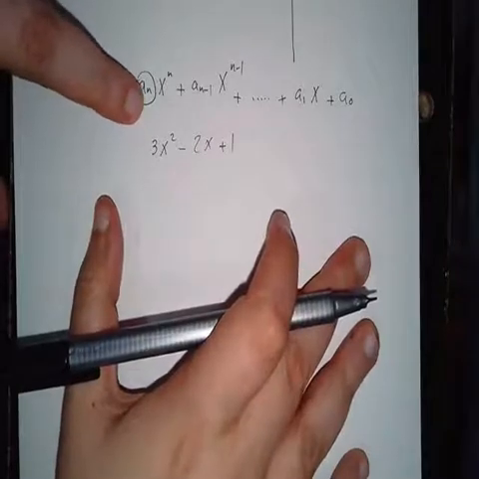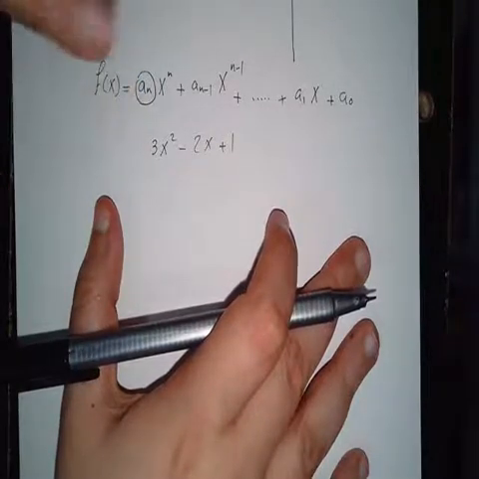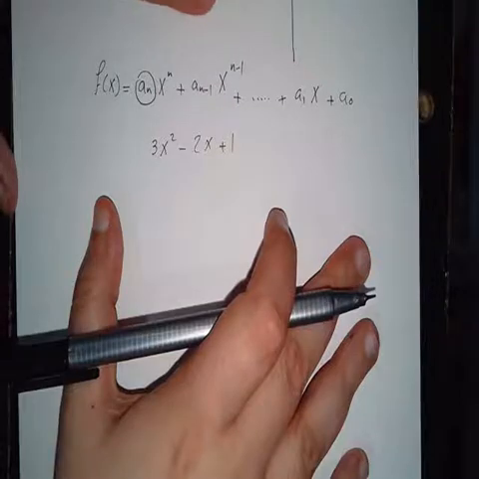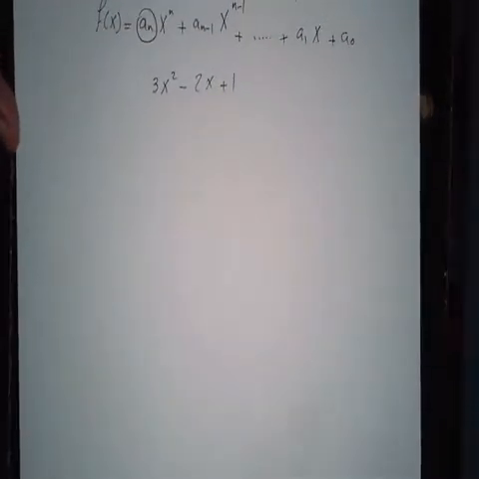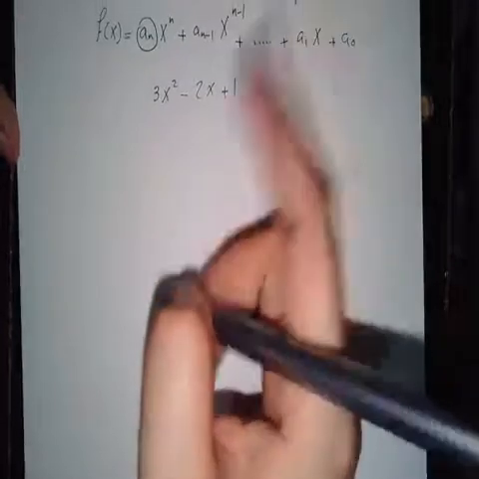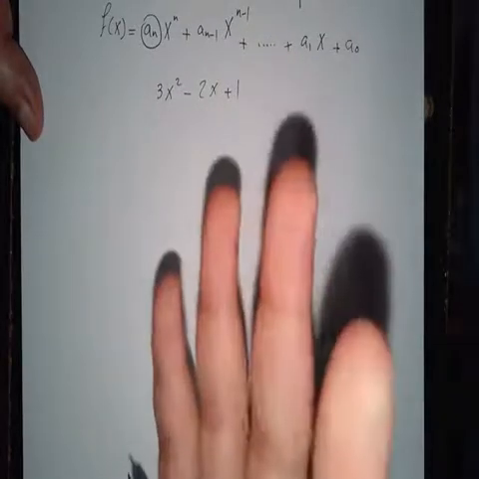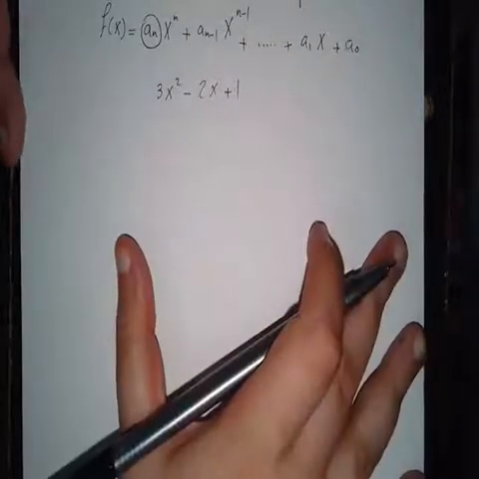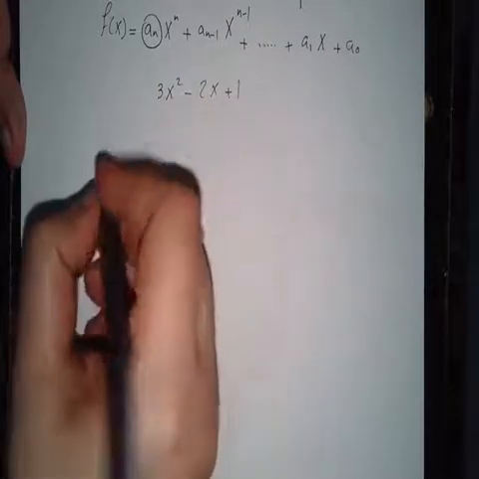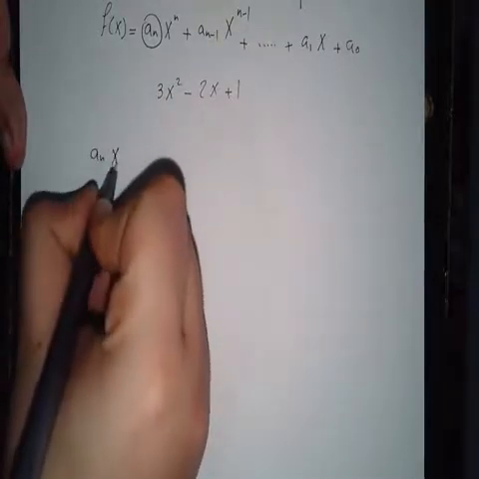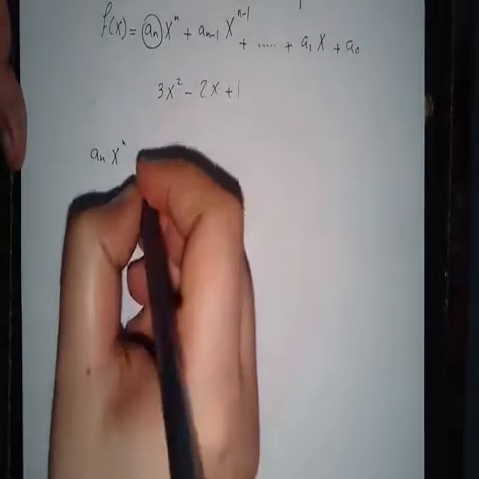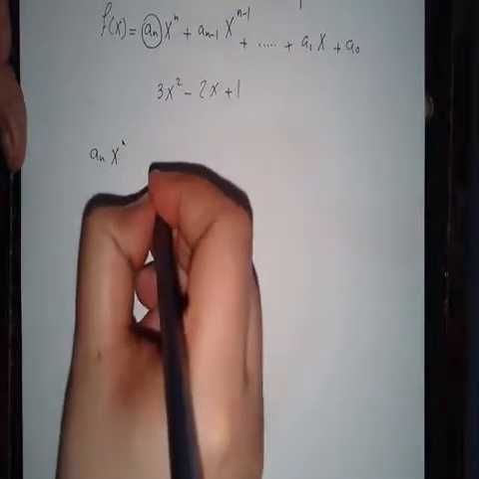Now, the behavior: a n represents how the function would generally look at the tail end, and it also tells you if it's going to be pointing up or down. Now, there are two cases, and for each case there are two scenarios, so 4 total, right? The first one is if a n x to the n was even, where n is even.